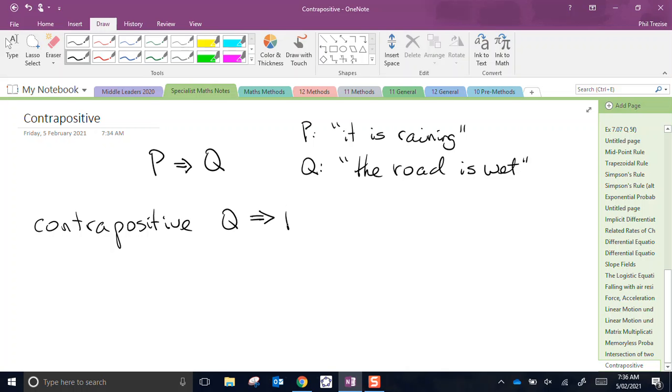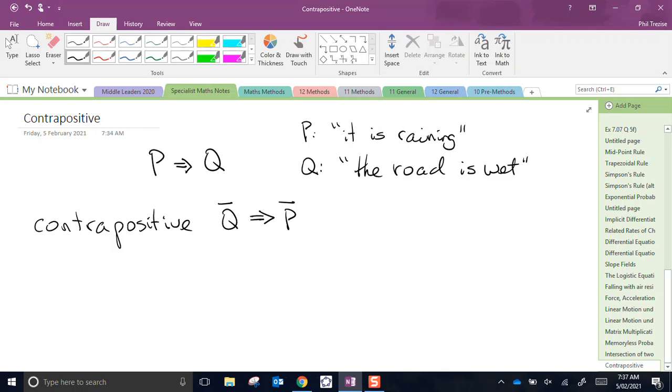Now we know that you cannot just reverse an implication. That wouldn't necessarily be true. If the road is wet implies it is raining. Well, no, that's not true. Sometimes it stops raining, but the road remains wet for some time. However, if we negate each of the statements, this fixes the problem, and that's what a contrapositive version of a statement is. So this reads, if the road is not wet, this implies it is not raining.